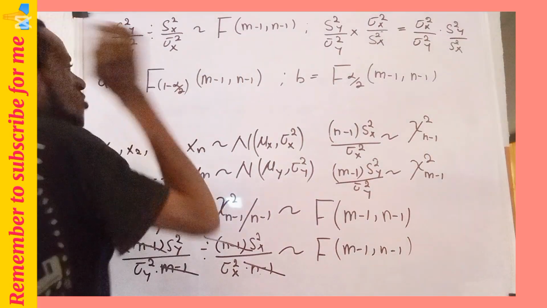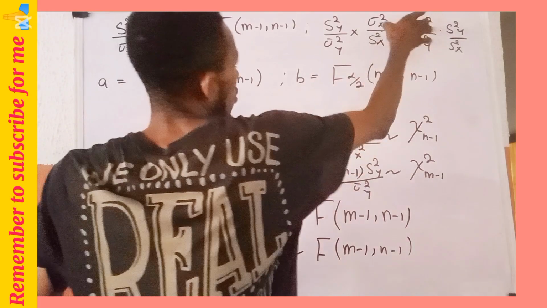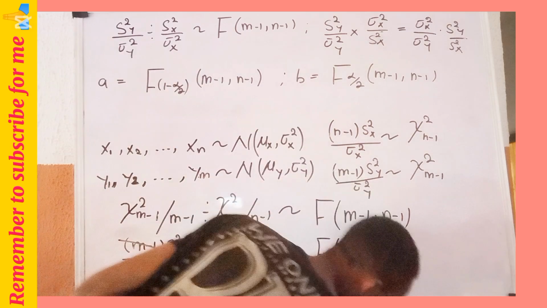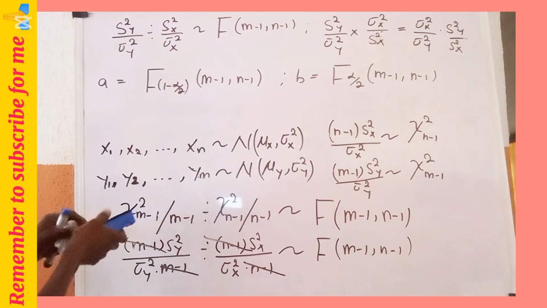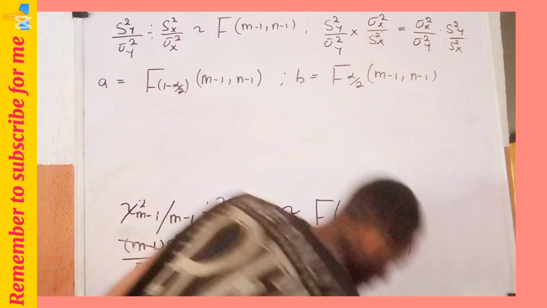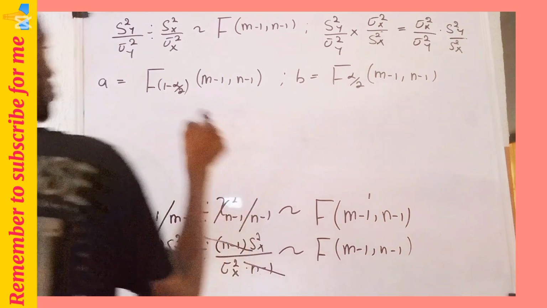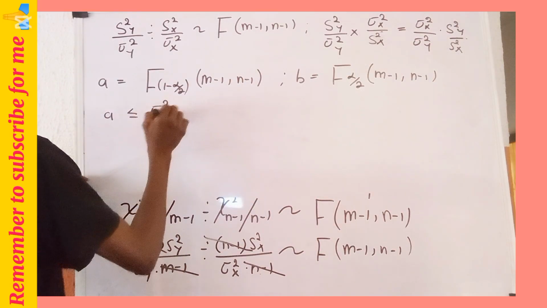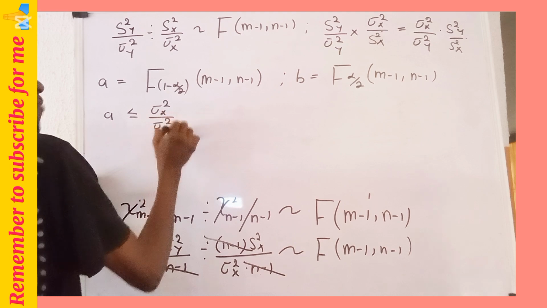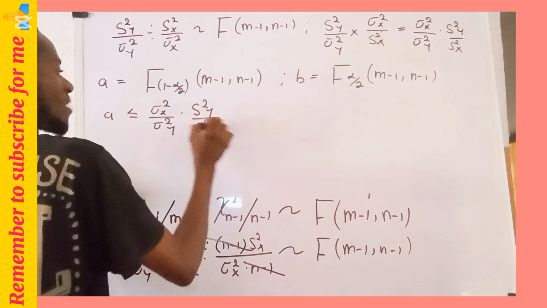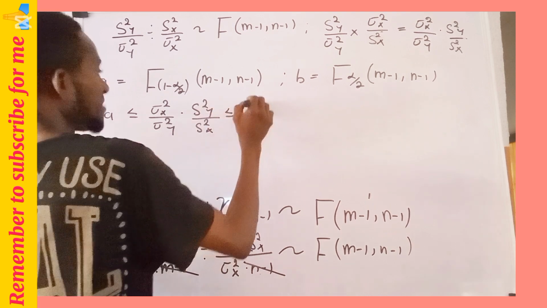I want to find a situation whereby this A and B will be able to contain this quantity. How do they contain this quantity? In that case, it becomes this way, that my A should be less than or equal to sigma squared of x all over sigma squared of y multiplied by S squared of y all over S squared of x, which is less than or equal to B.